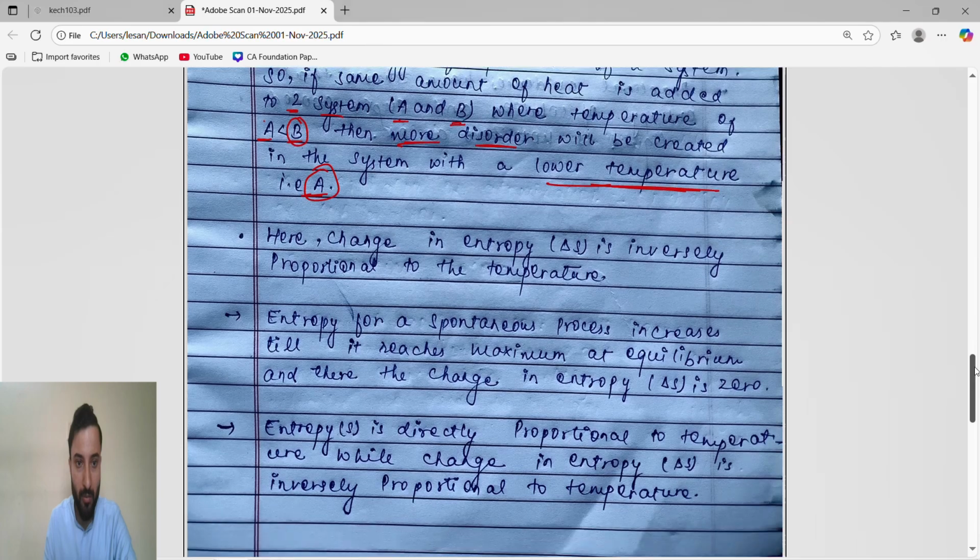But if the temperature is low, like you are in Kashmir, and suddenly I bring you to Rajasthan, then I can observe your disorderedness. So more disorder will be created in the system with lower temperature. You can observe the disorder. That is in system A. Understand? We will write all this.